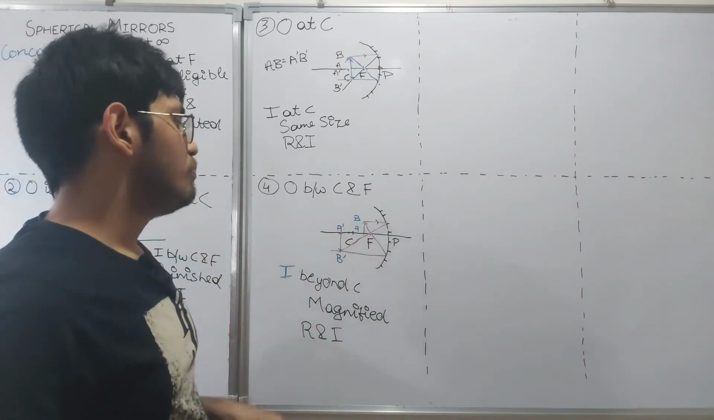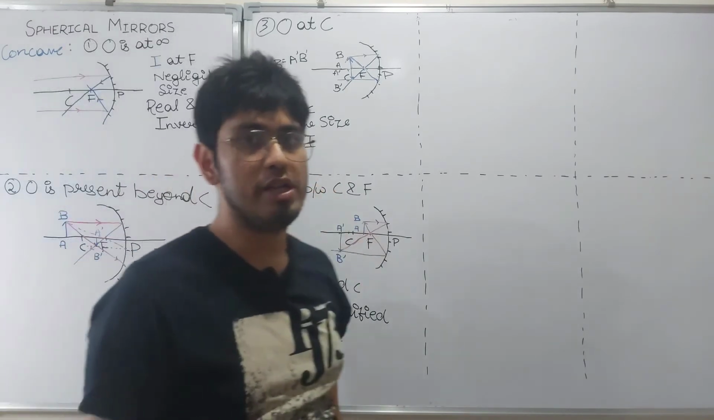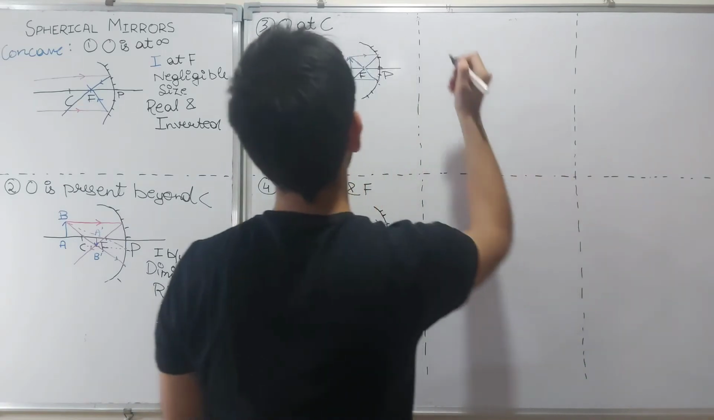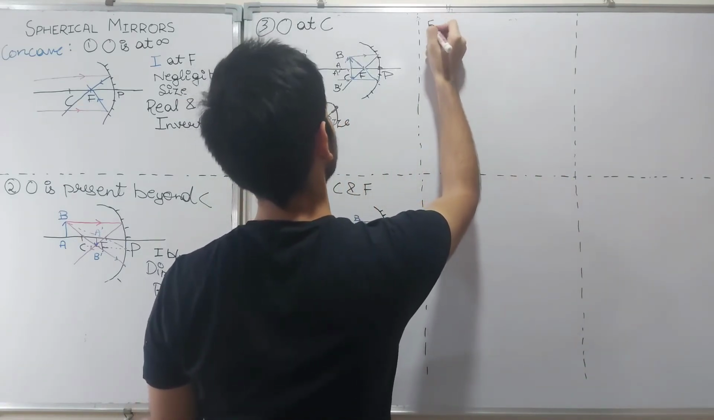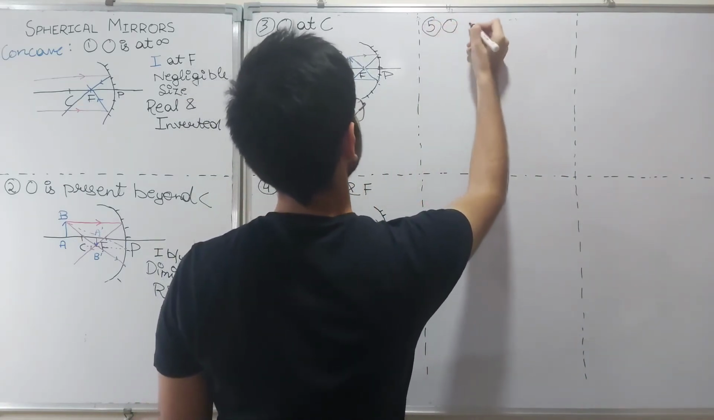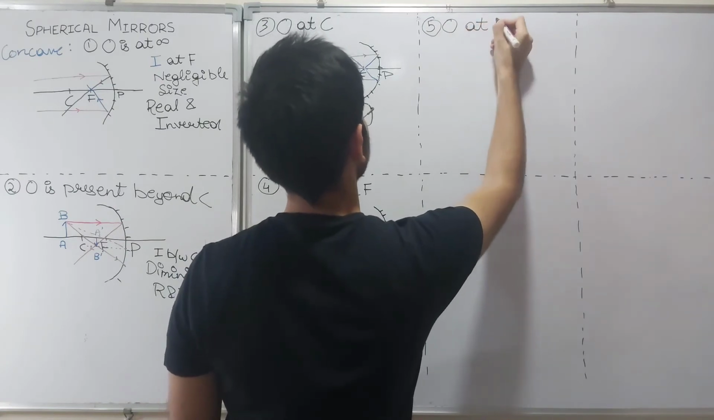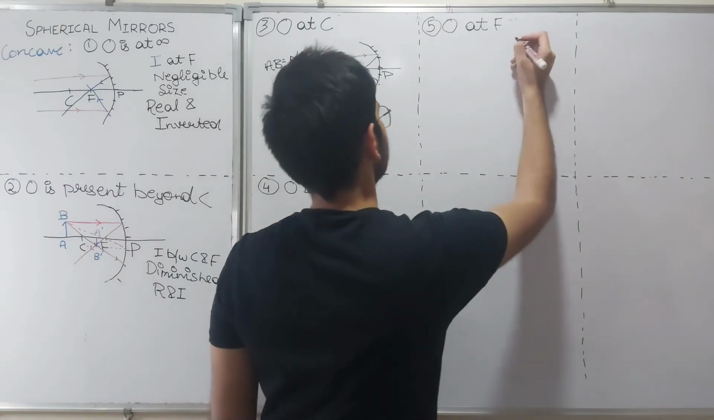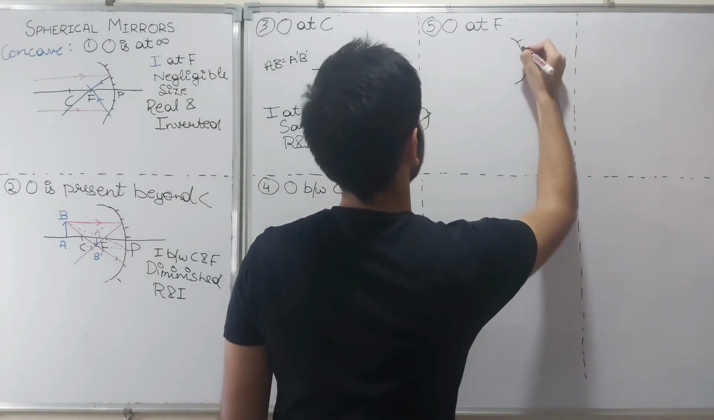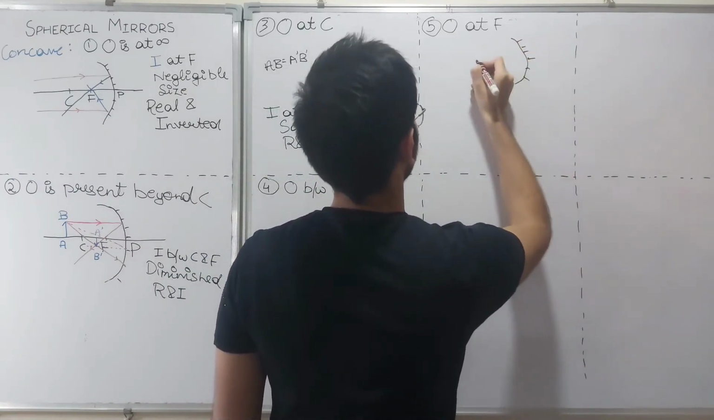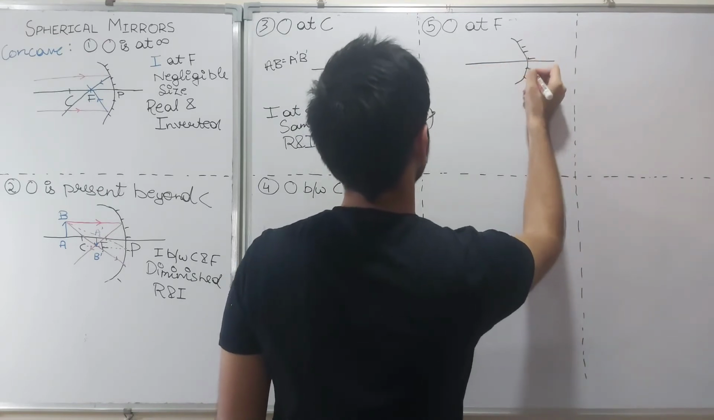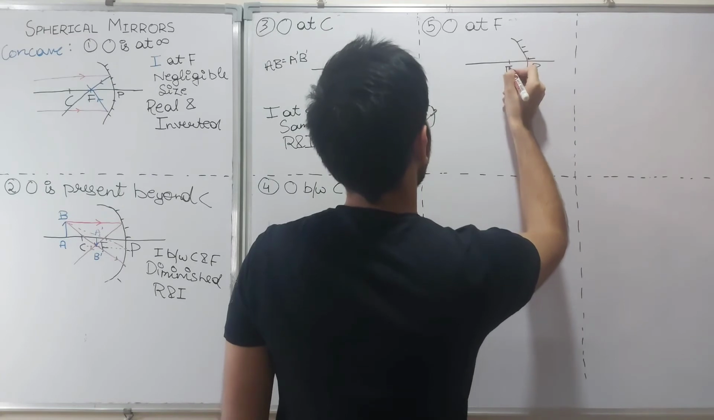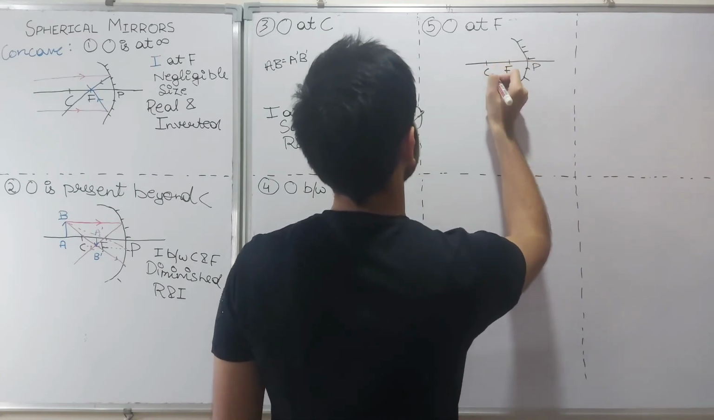Now we are going to place the object at focus only. So the fifth point that we are going to look towards is that the object is placed at focus. If we are just placing the object at focus, what will happen? Again, I am just drawing the ray diagram. Suppose this is a concave mirror, and suppose that this is the principal axis. This is our pole, this is the focus, this is the center of curvature.